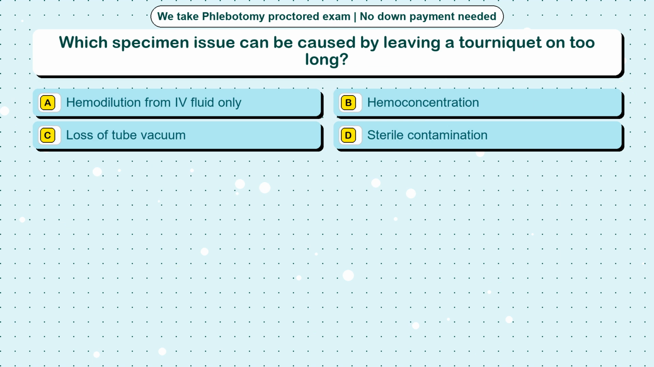Question 65. Which specimen issue can be caused by leaving a tourniquet on too long? Option A, hemodilution from fluid only.